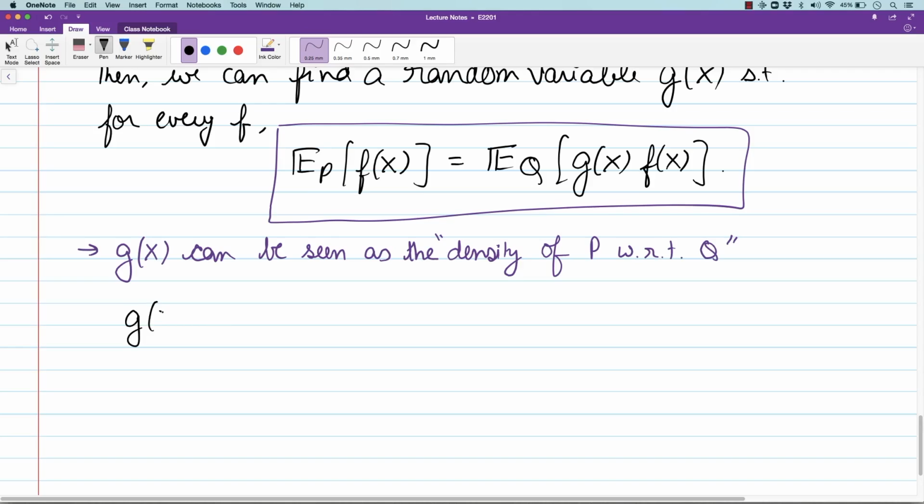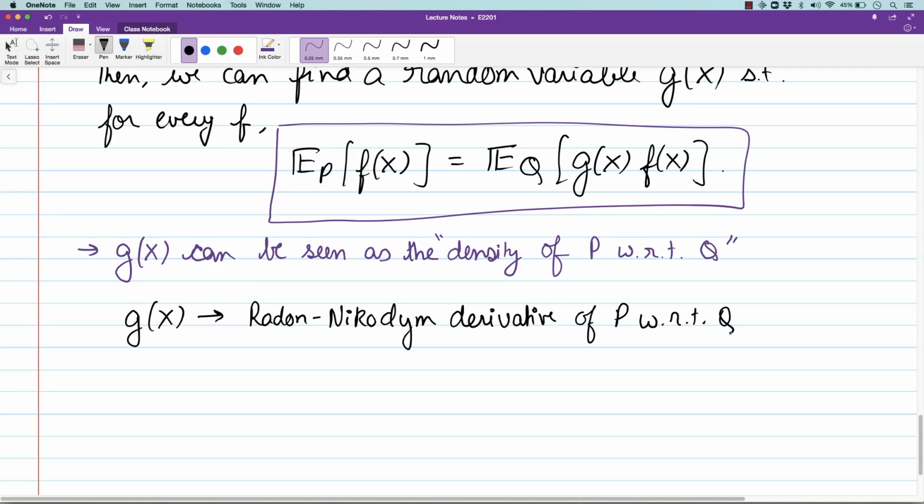This g(x) in a more formal language is also called the Radon-Nikodym derivative of p with respect to q. So this abstraction allows you to do this: just like you can think of the density of a continuous random variable with respect to the Lebesgue measure, now you can think of the density of one probability measure with respect to another one.